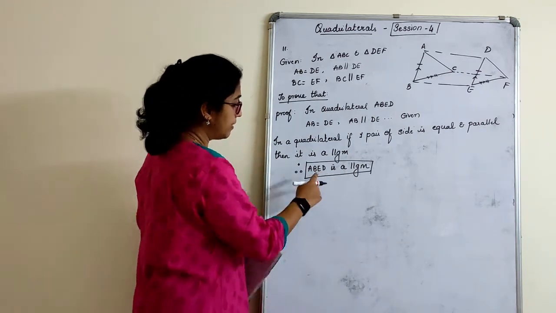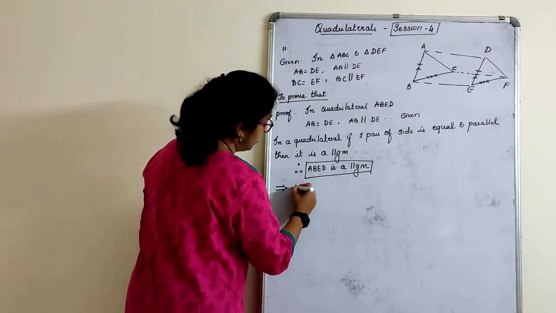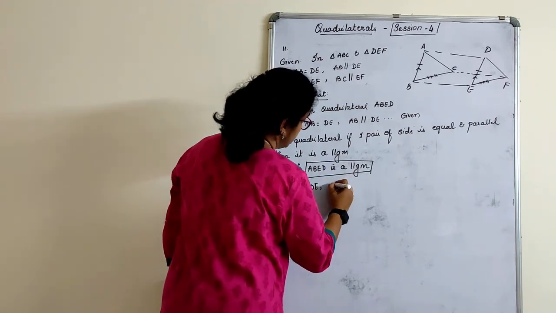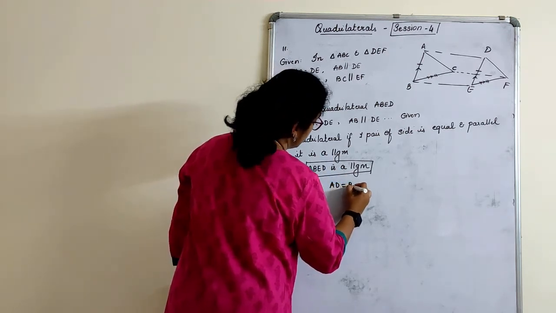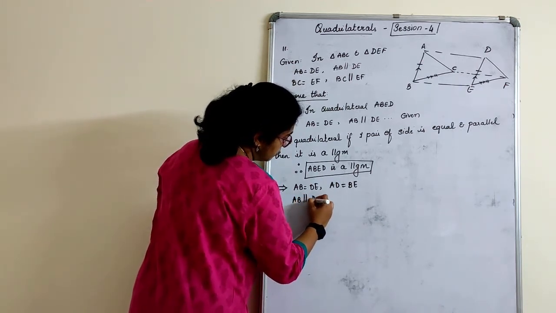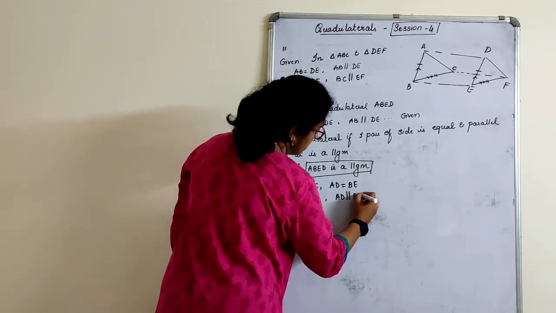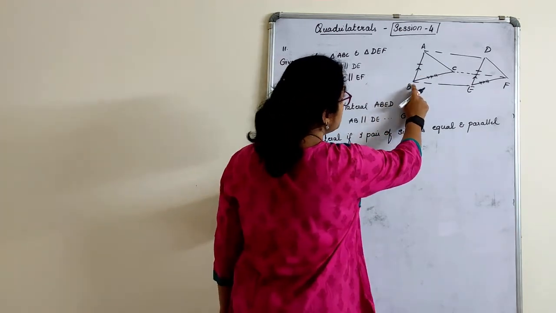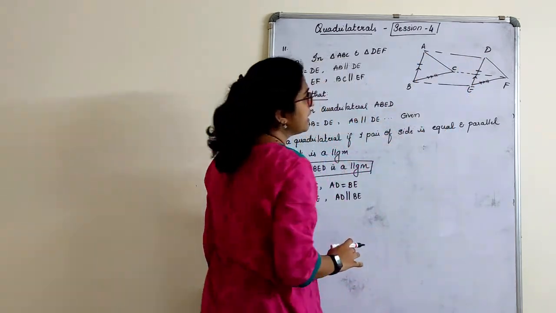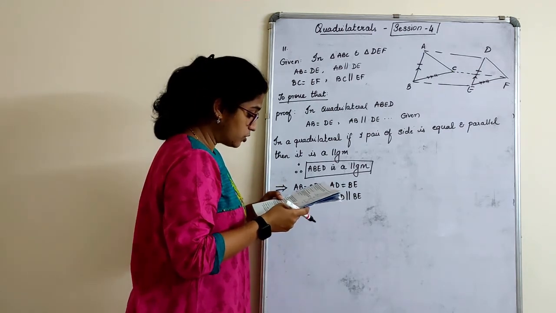Since ABED is a parallelogram, this implies we know that AB is equal to DE and AD is equal to BE, AB is parallel to DE and AD is parallel to BE. Keep this as it is. We also proved that AD and BE are equal in a parallelogram. That part is over. Look at the next one.